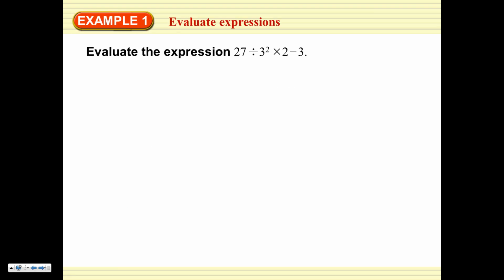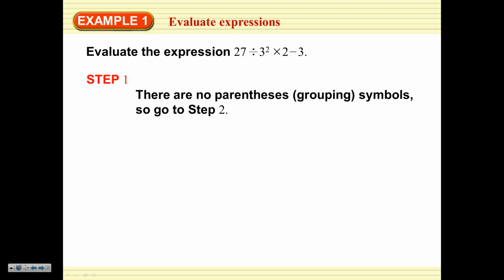In your notes, we're going to do a first example, evaluating this expression. So we're going to use PEMDAS, or the order of operations, to evaluate this expression. So the very first step that you should do, step 1, is parentheses. Okay? There are no parentheses or grouping symbols in this expression, so we can just go ahead and go to step 2. So on step 1 in your notes, you can just write parentheses, none. Okay? For step 2, we would do exponents.